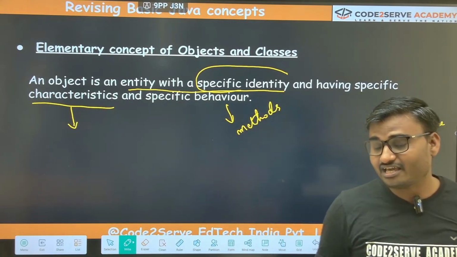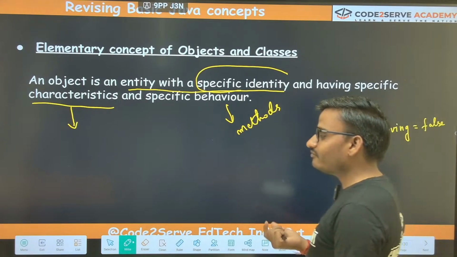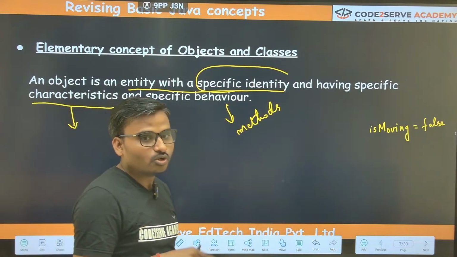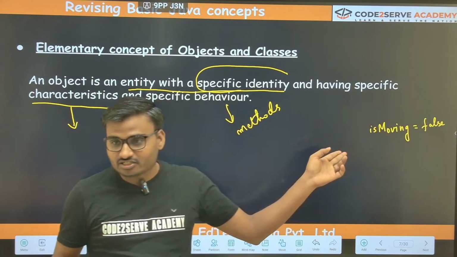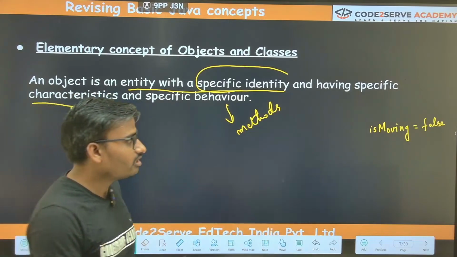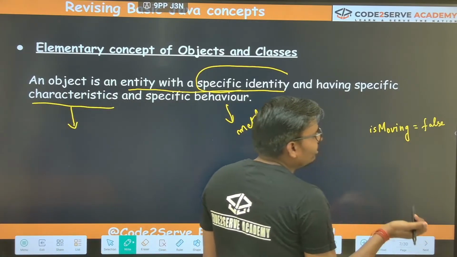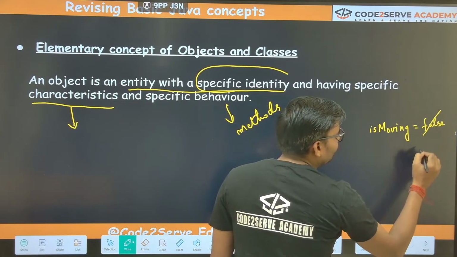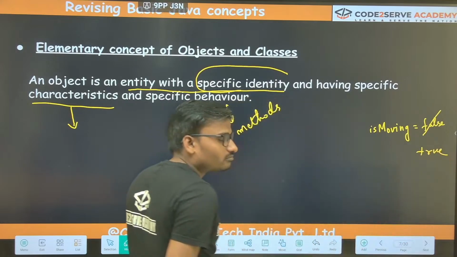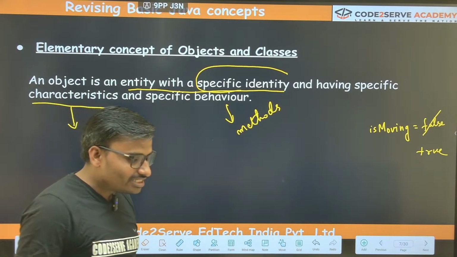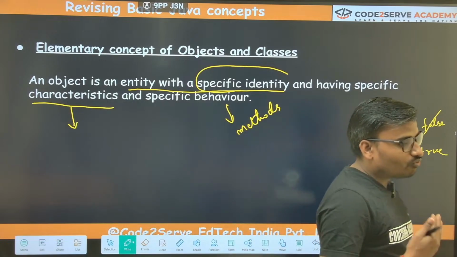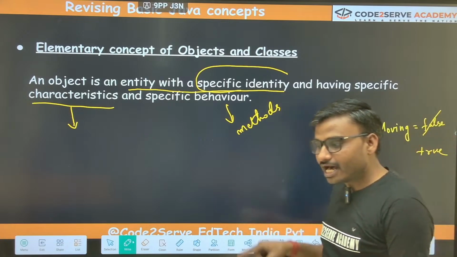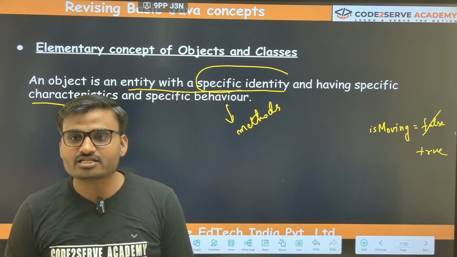Next is the behavior. Now I will say the behavior is like the switch. Whenever you switch on, the state or the characteristic changes. Initially it was false, and whenever I switch the button on, from false it will come to true state. Got it? So what is the change in this class? Once you switch on the fan, initially the state was false, now it became true. That means the fan is moving.